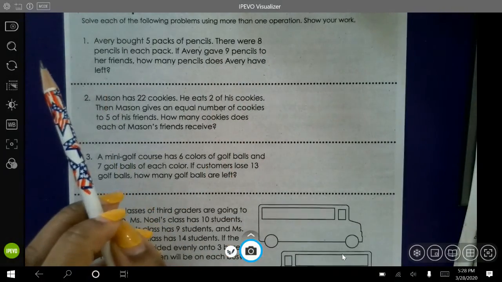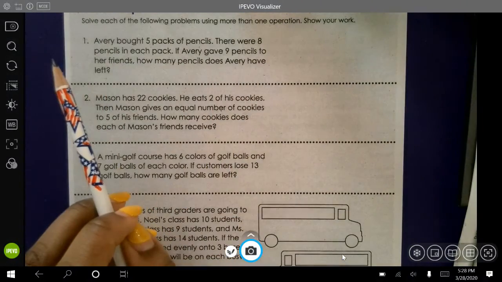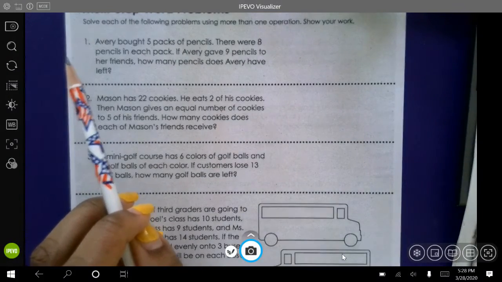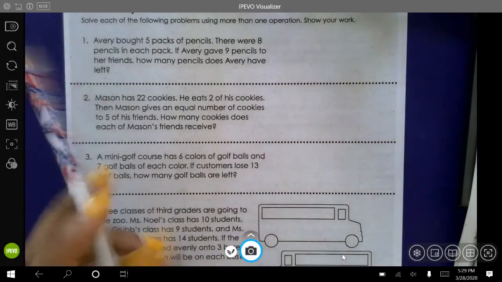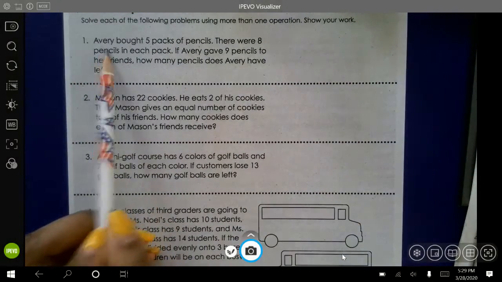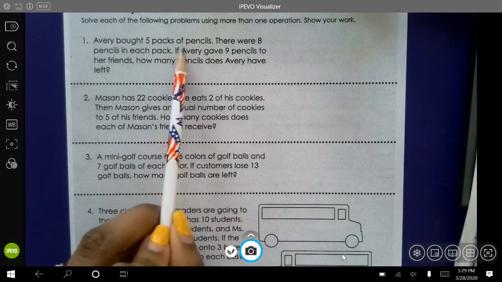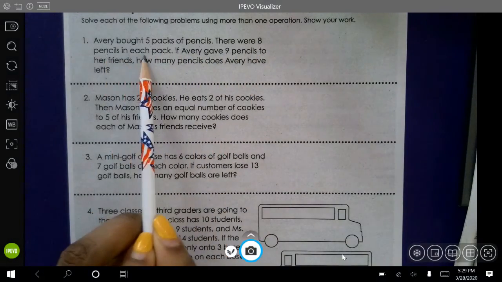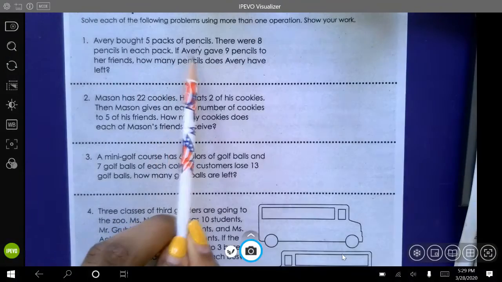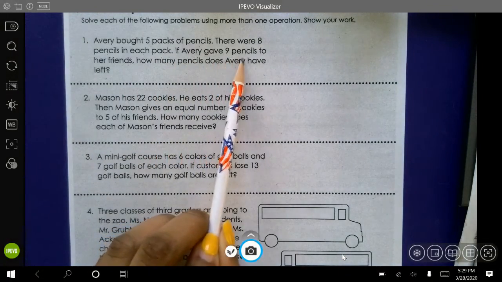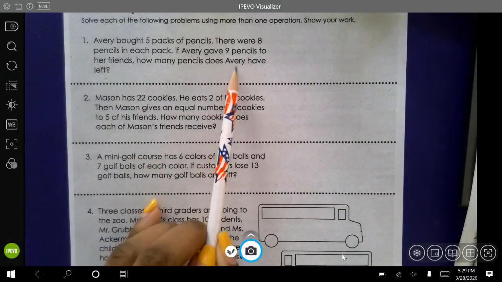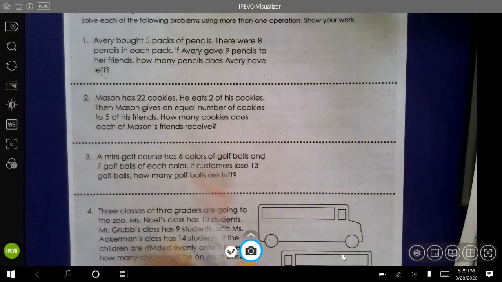Okay. So when I'm looking at a word problem, I always like to read it twice just to make sure that I have a good understanding of what the problem is asking me and just to make sure I didn't miss anything. Okay. So let's read this once more. Avery bought 5 packs of pencils. There were 8 pencils in each pack. If Avery gave 9 pencils to her friends, how many pencils does Avery have left?